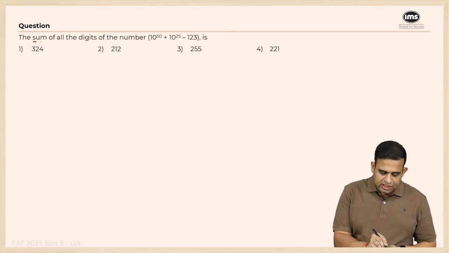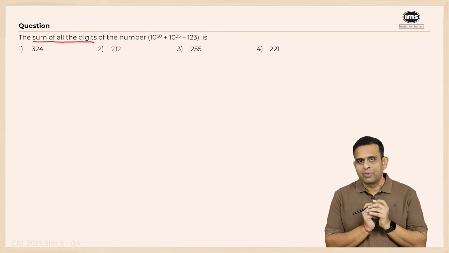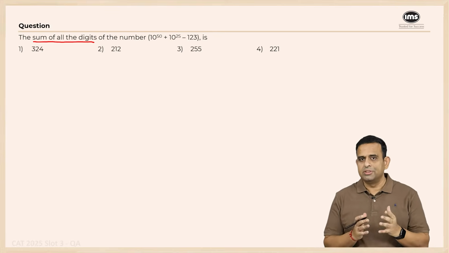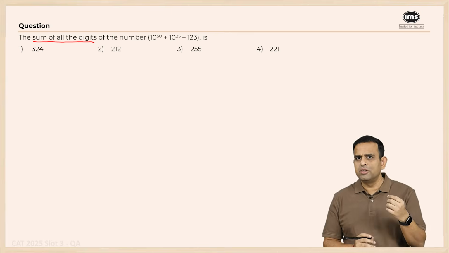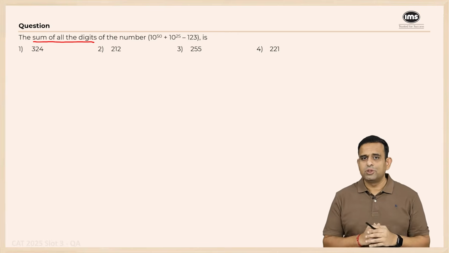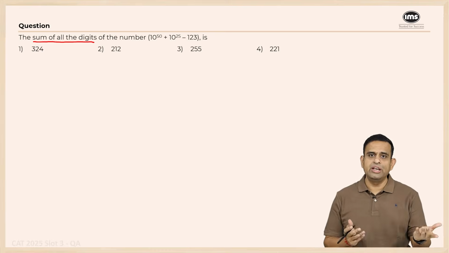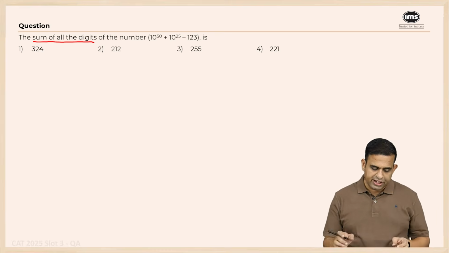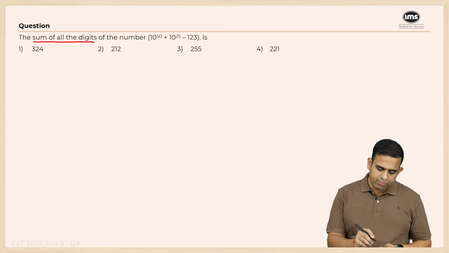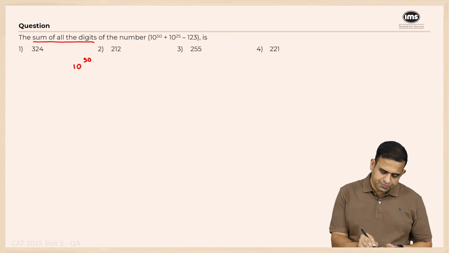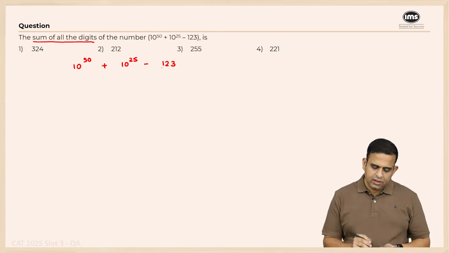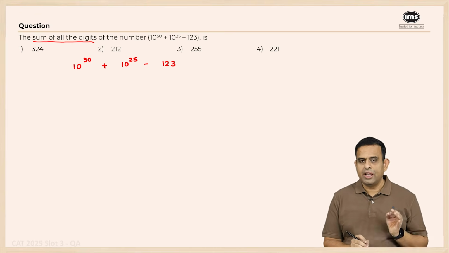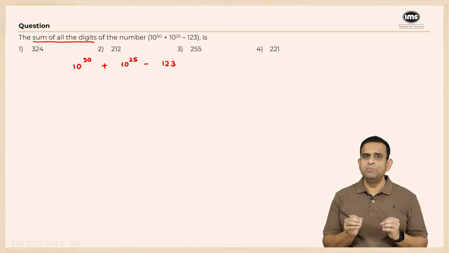Because the moment you read a sum of the digits kind of scenario, what concept can you relate in numbers? The simple answer would be that sum of the digits we must have associated with the divisibility rule of 3 and 9. So in this context, if I look at the number 10 power 50 plus 10 power 25 minus 123, what I will do is simply find the remainder by the number 9.